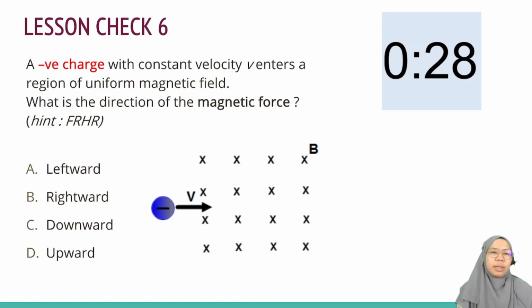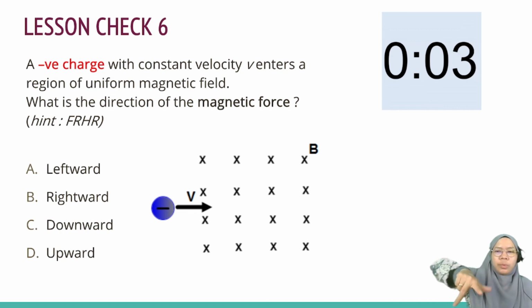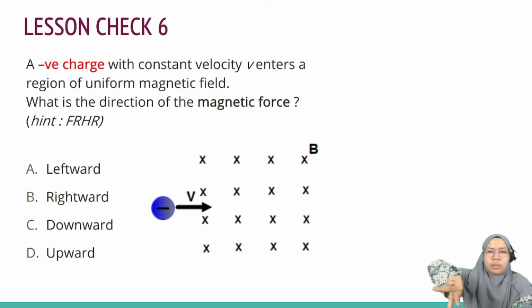Lesson check 6. A negative charge with constant velocity enters a region of uniform magnetic field. What is the direction of magnetic force? Here we have a negative charge. For negative charge, we use Fleming's right hand rule. So this is F, B, and V. We are trying to find direction of F. B going into the page, V going to the right, so F is going downwards. So the answer is C.